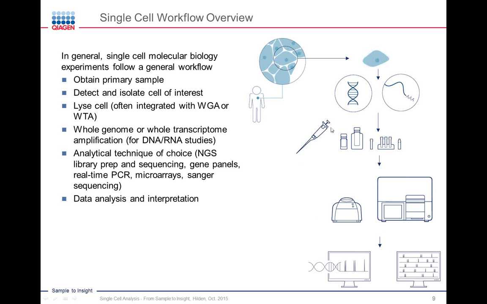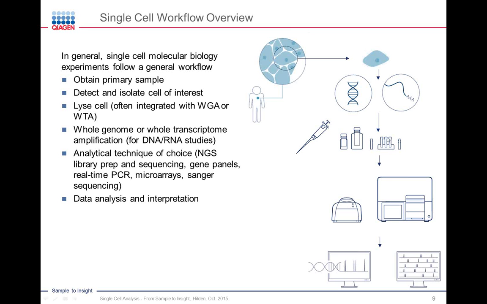Now, the primary differences between a normal bulk workflow and a single cell workflow are that after you obtain this primary sample, you need to somehow isolate single cells out of this. And there are a few ways of doing this. And the ways you do this will depend a lot on whether you're dealing with a solid or a liquid, so a cell suspension.